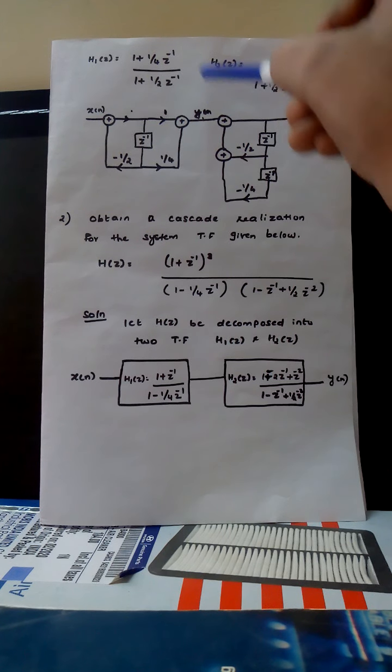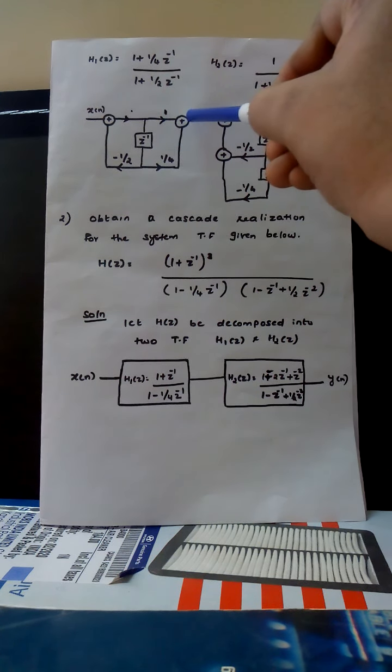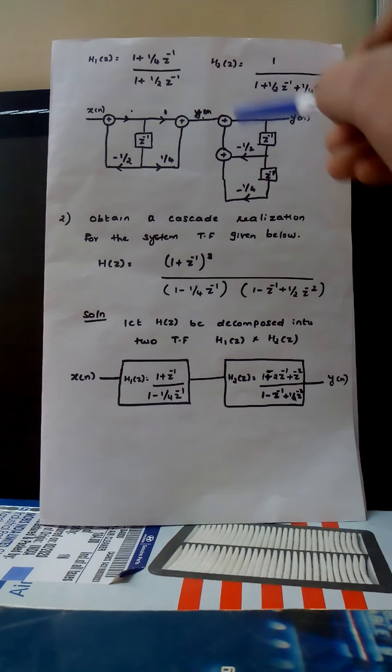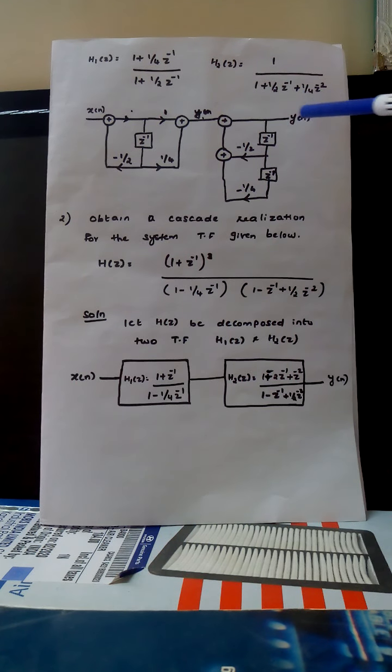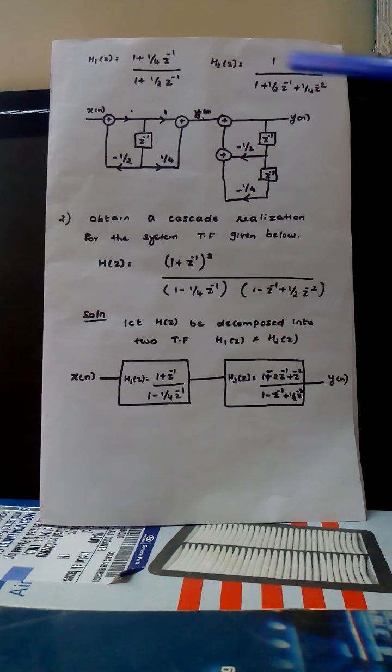So now we have to make the product. If you are connecting here, that is the product, the cascade of this realization. So this is your x of n and this is your y of n. This is the way we have to do the cascade realization.